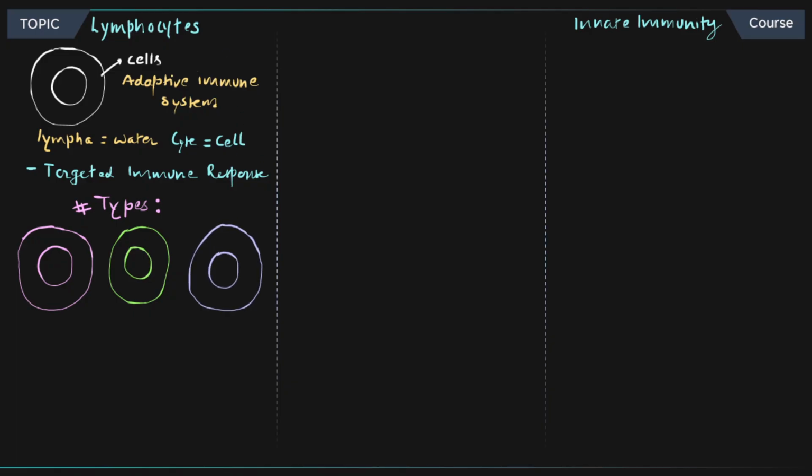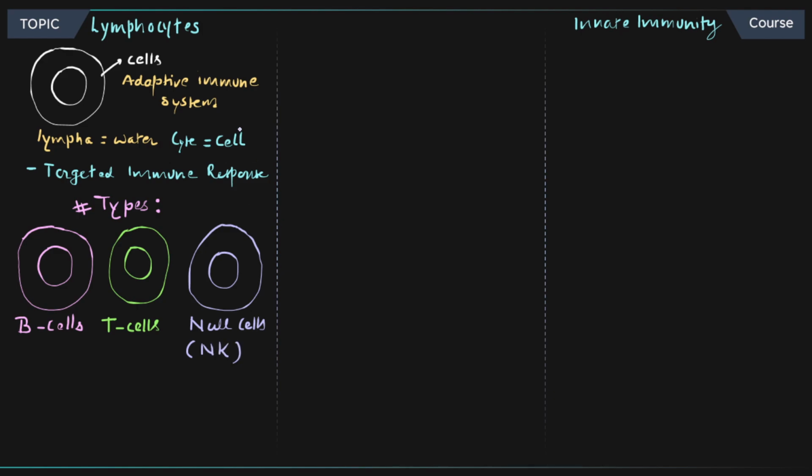First one is the B cell, B lymphocytes. B lymphocytes are basically the antibody producing lymphocytes. Then T cells, which are involved in the cell mediated immune system. And then the next one is null cells, null lymphocytes. They are also known as NK cells, which we have covered in the previous lecture also.